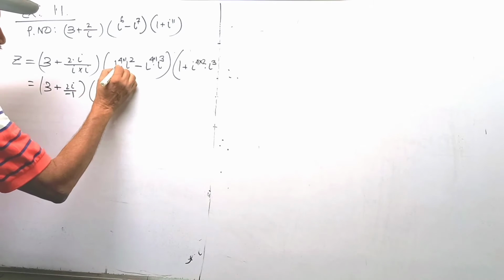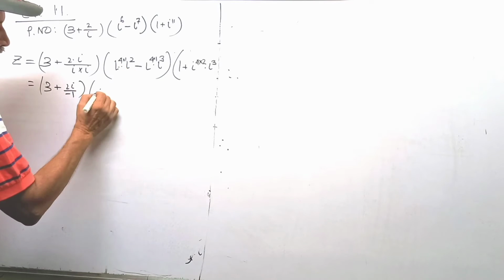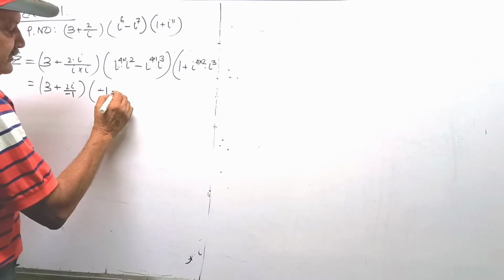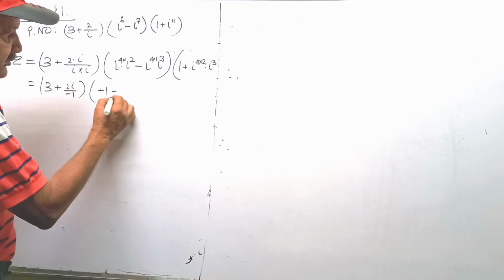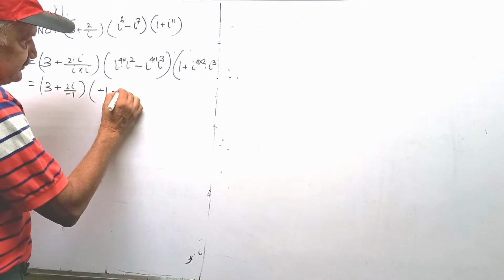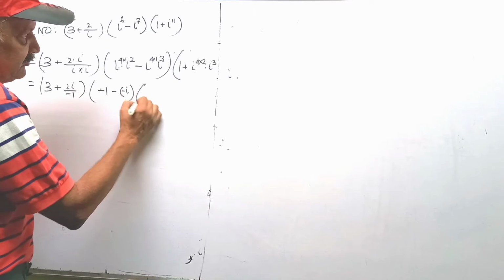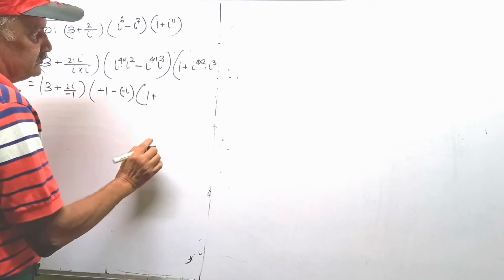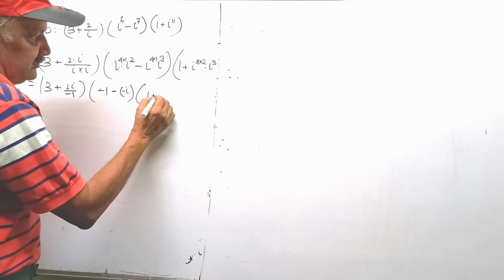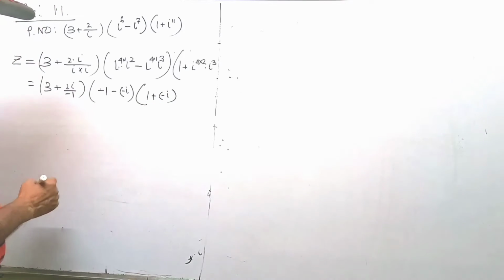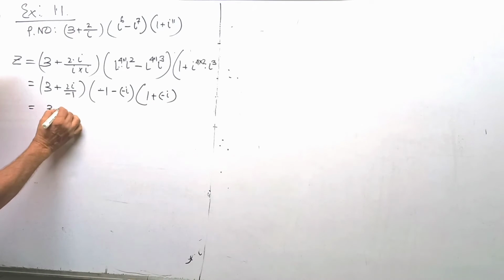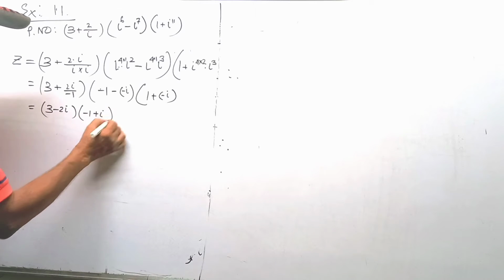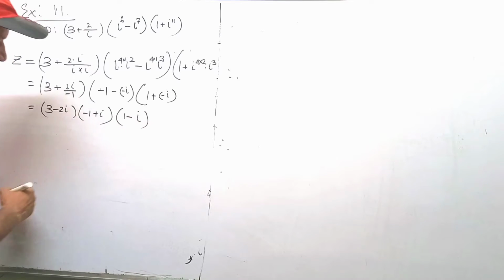Next we are getting 1 into i square. i square equal to minus 1, already we have explained, and i to the power 4 is also 1. i cube equal to minus i. Then you write 1 plus i to the power 4 into 2, that is 1 into i cube, and i cube is also minus i. Hence we are writing 3 minus 2i, then minus 1 plus i, and 1 minus i.